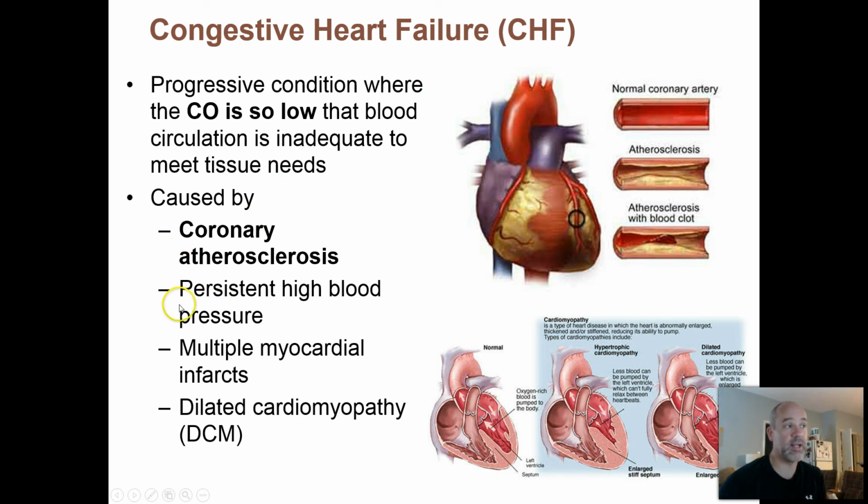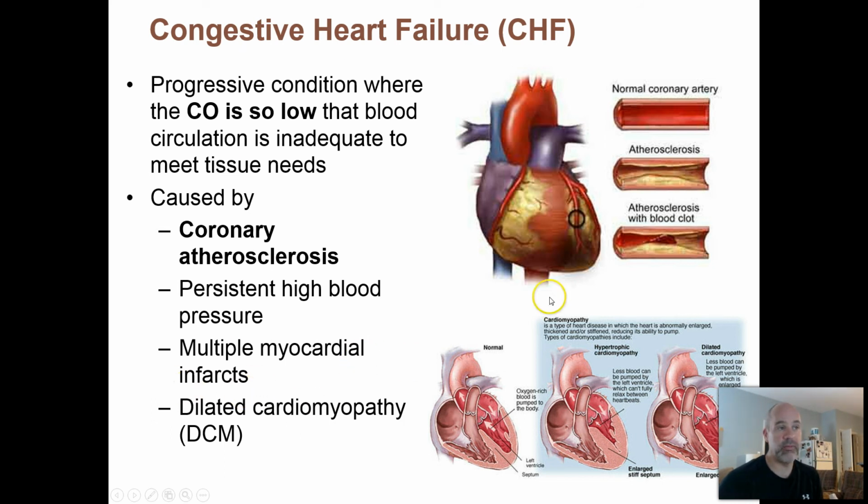Another thing is persistent high blood pressure, because remember, one of the things that affects your cardiac output is your blood pressure up here. If the blood pressure in the aorta is higher, the left ventricle has to contract a lot more forcefully to force open the aortic semilunar valve and get that oxygenated blood up into the aorta. So if you are a person with persistent high blood pressure, that's going to reduce your cardiac output as well and can lead to congestive heart failure.